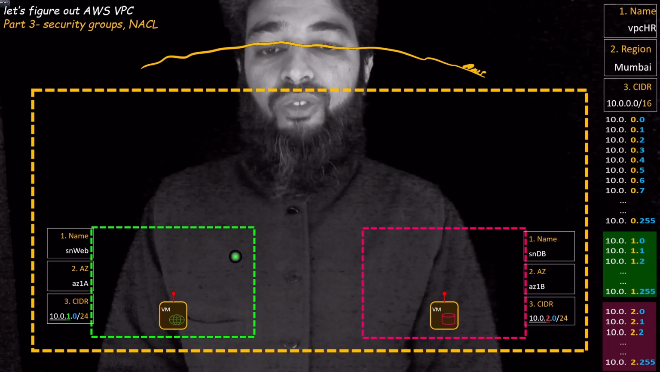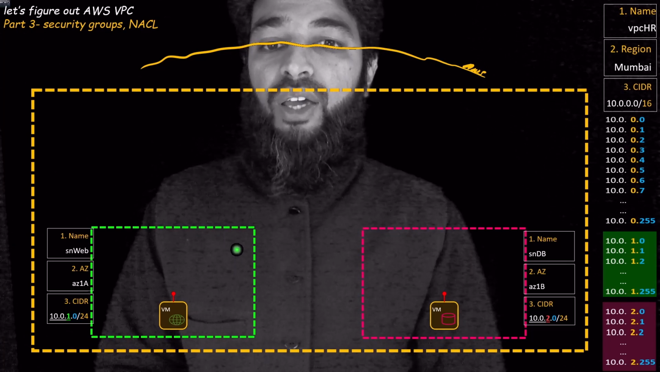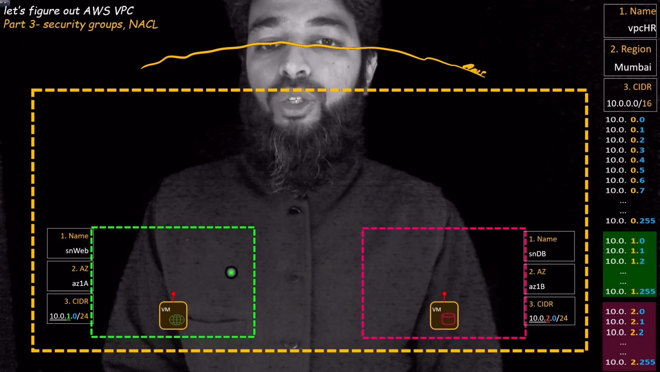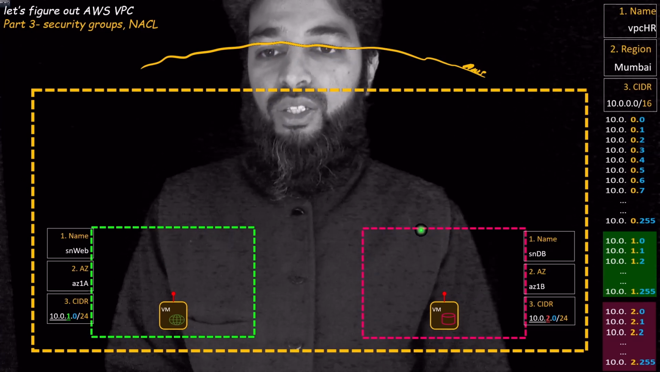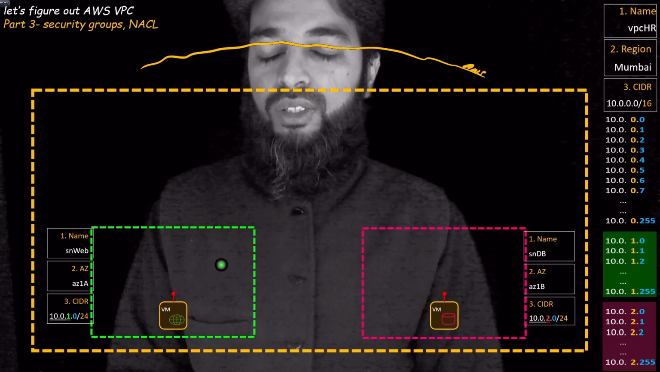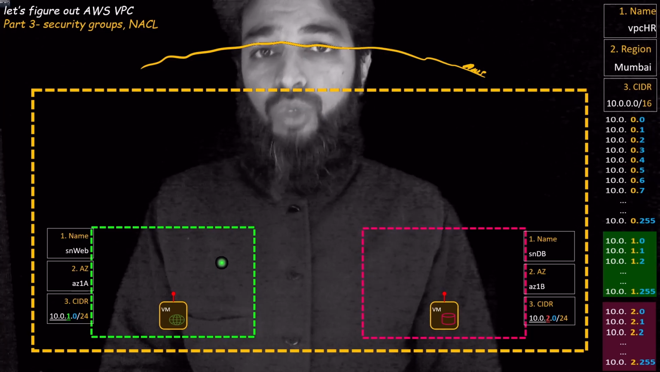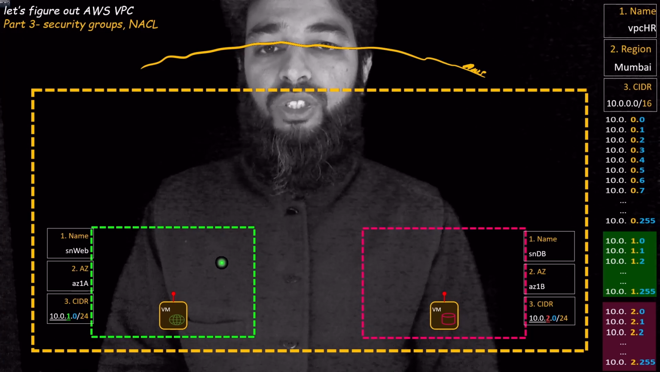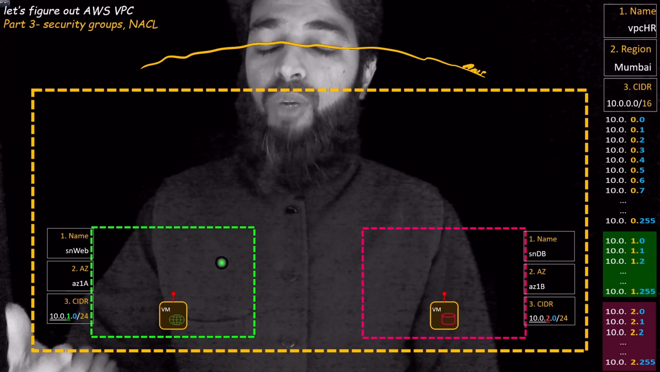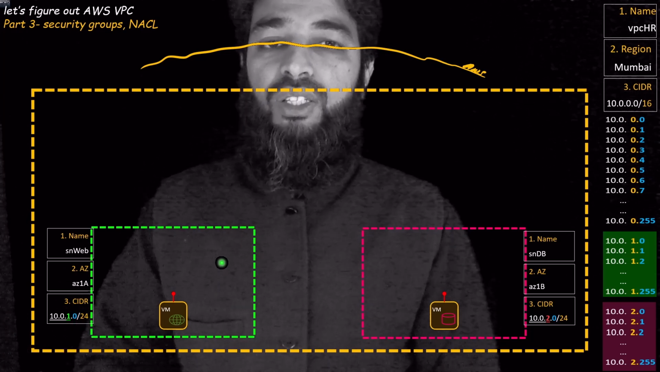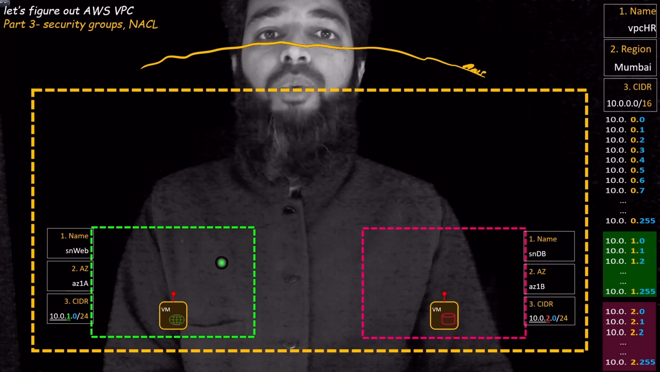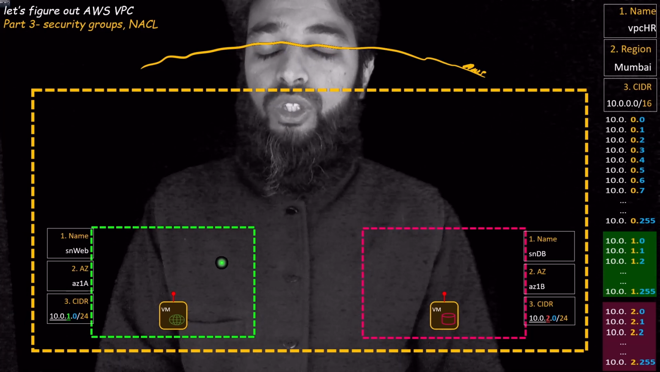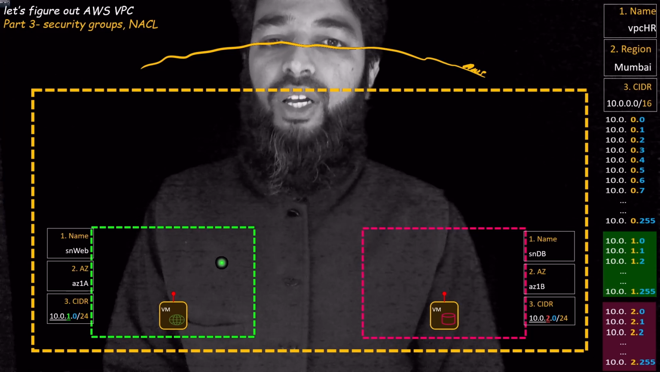We then said that a VPC is further divided into smaller areas called subnets, and basically we do this to apply different rules to different subnets. Maybe one subnet will provide internet access for our web servers, and maybe another subnet would be for your databases, which would be completely isolated.